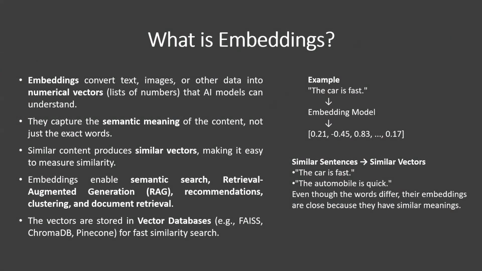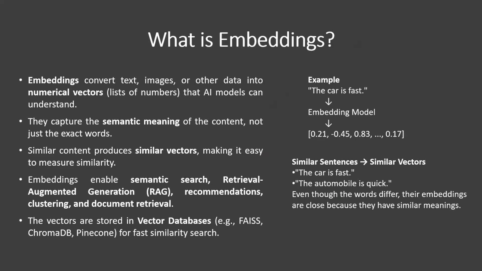The vectors are stored in vector databases, for example, FAISS, ChromaDB, Pinecone, for fast similarity search. So an example here is "the car is fast." That will be converted into numerical vectors by using an embedding model. So here you can observe 0.21, -0.45, 0.83, and so on, it goes to 0.1. So it's just an example, okay? It won't be an exact one. These are some of the numbers which can be converted from text to numerical vectors.